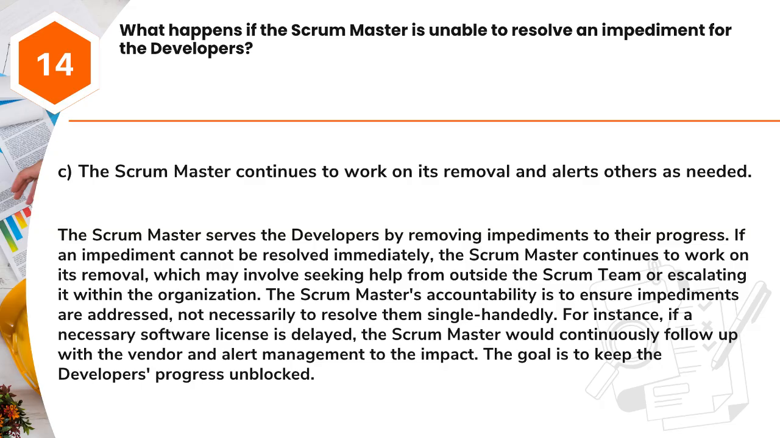The Scrum Master's accountability is to ensure impediments are addressed, not necessarily to resolve them single-handedly. For instance, if a necessary software license is delayed, the Scrum Master would continuously follow up with the vendor and alert management to the impact. The goal is to keep the developer's progress unblocked.